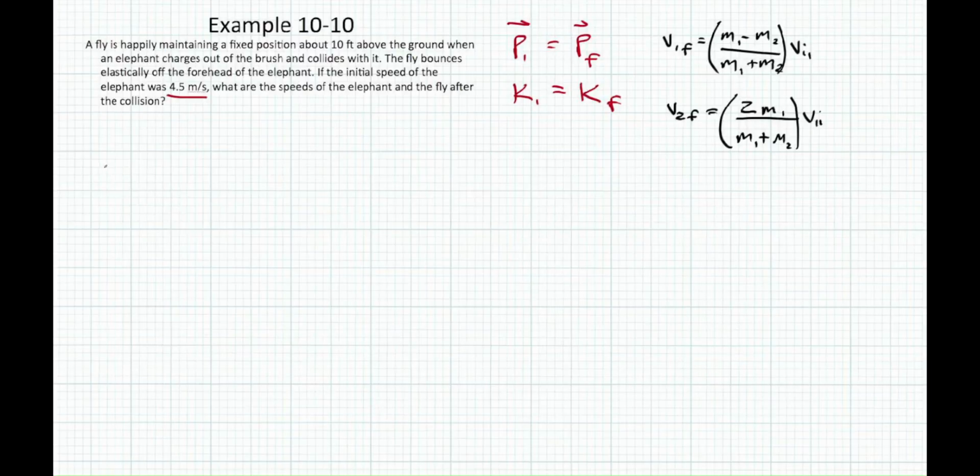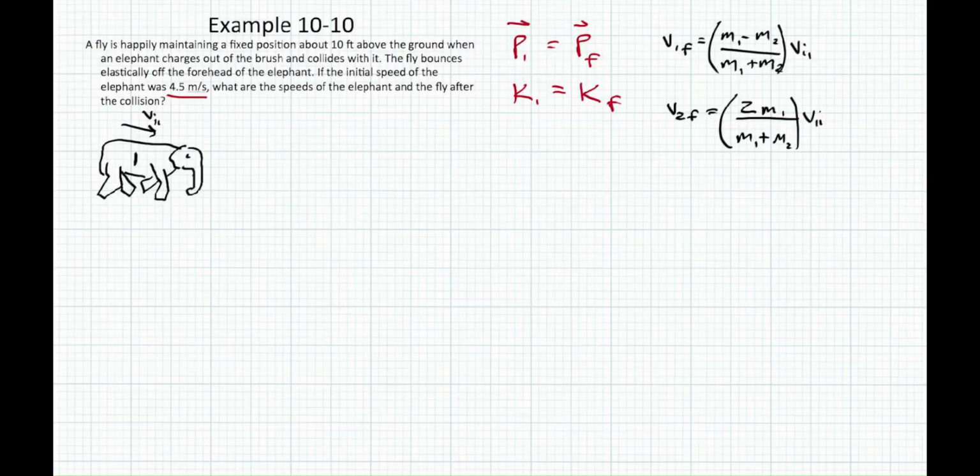So there's my elephant right there, not very good legs, but whatever. Here's our elephant head, and he's charging out of the brush. And there's a fly here. I'll make the fly red so it stands out a little better. Our elephant is object 1 and certainly does have an initial velocity of 1. And here's our fly.